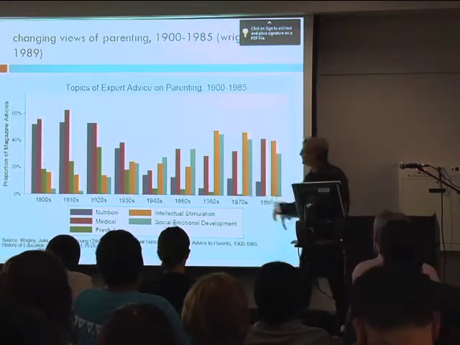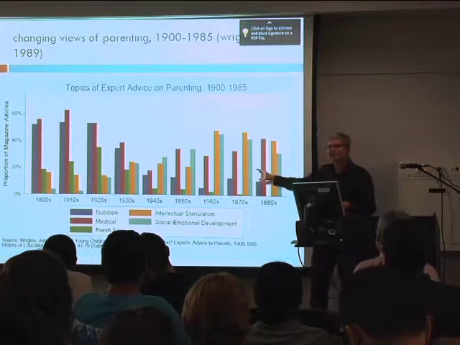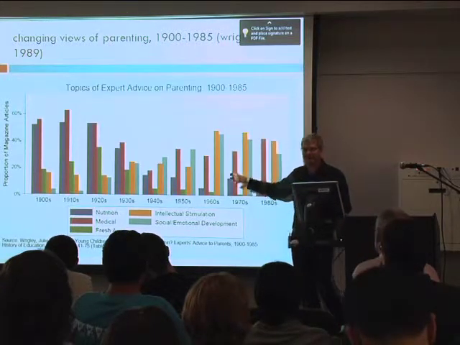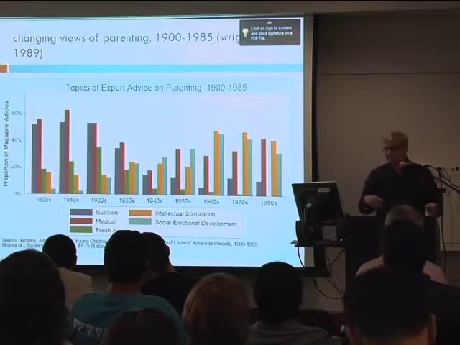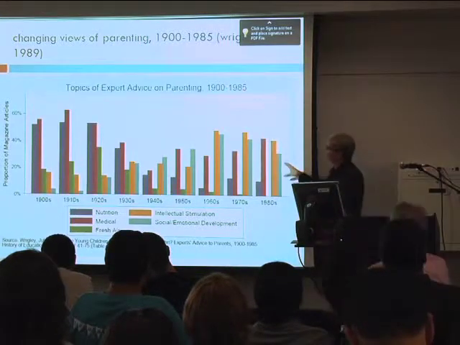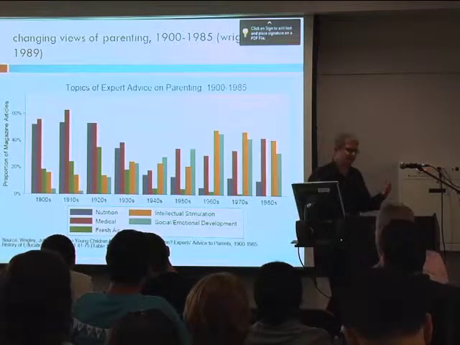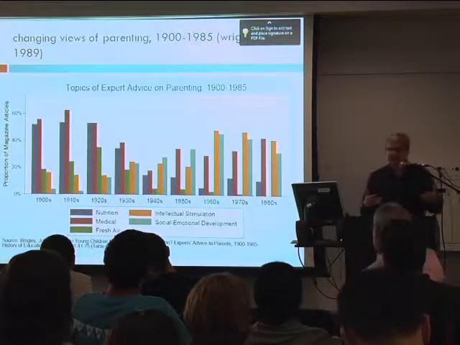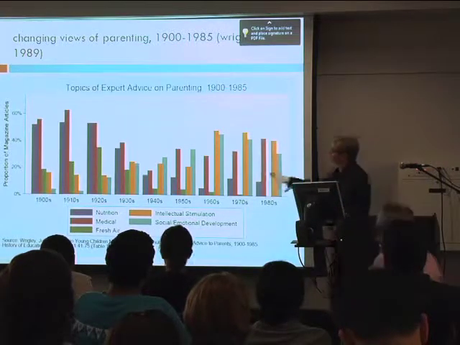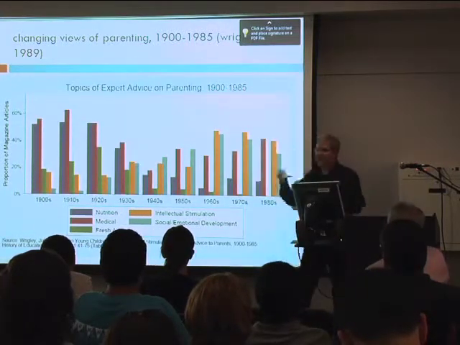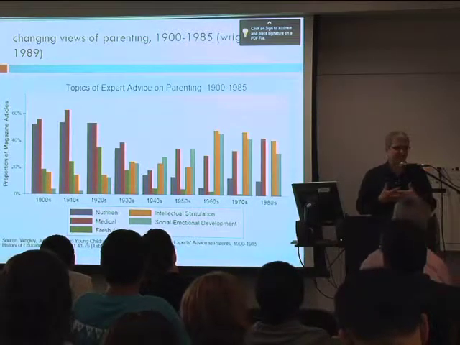Well, starting in sort of the 50s and 60s and 70s, you get much more focus in these articles on cognitive stimulation, intellectual stimulation, and social-emotional development. And so if you think about these articles as a way to read the zeitgeist of the 20th century and how parents are thinking about their role as parents, there's a real shift to a focus on kids' brains from a focus on kids' bodies, right?